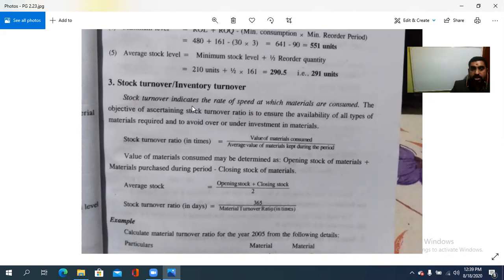So stock turnover indicates the rate of speed at which the materials are consumed. Materials are consumed means what? Materials are utilized. So the rate of speed is the thing with regard to stock turnover. The objective of ascertaining the stock turnover ratio is to ensure the availability of all types of material that are required and to avoid over or under investment in material.